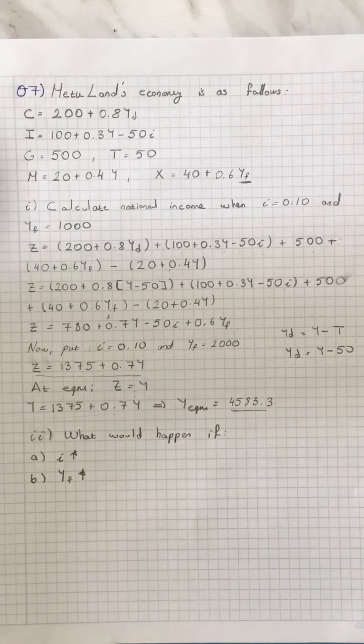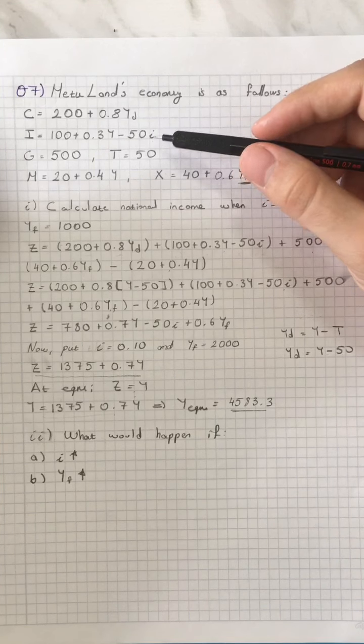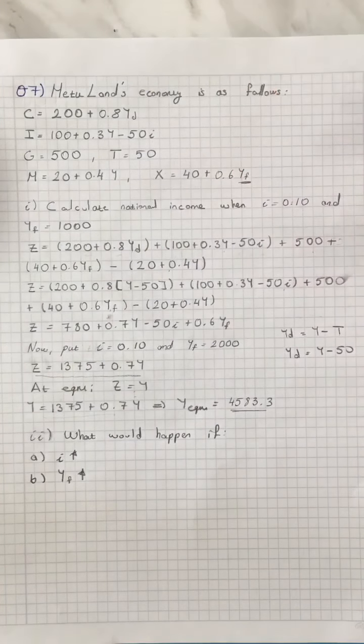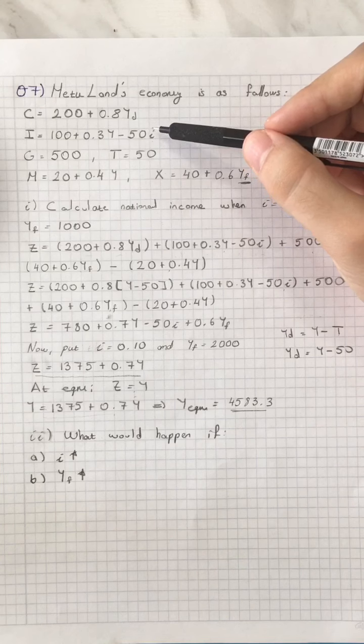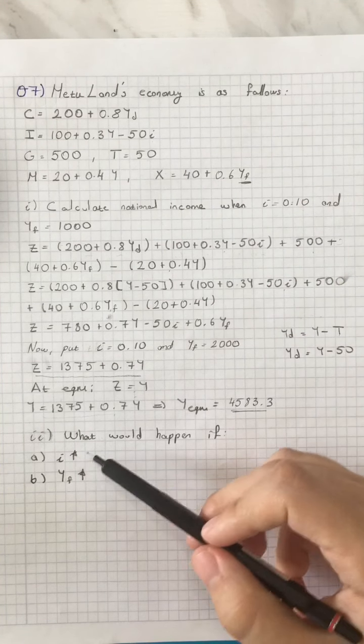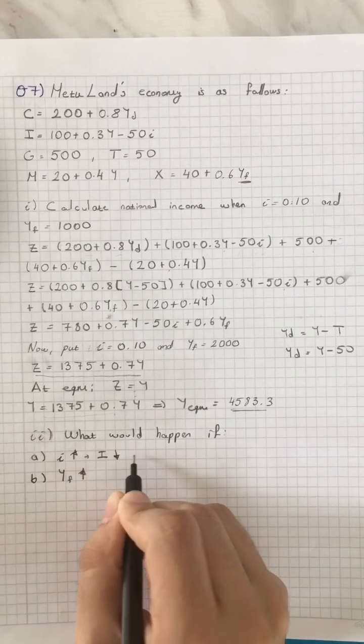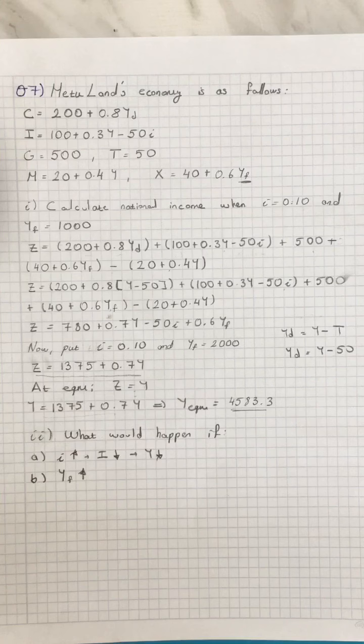This phenomenon is implied by a negative sign in front of the interest rate in the investment function. So it means that when the interest rate increases, investment will decrease, which will decrease the national income. So when the interest rate increases, that will decrease investment, and this will decrease national income.